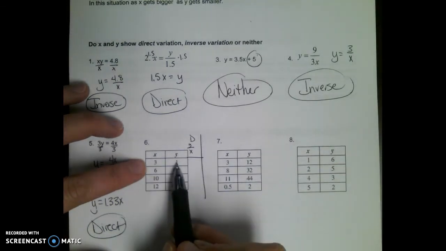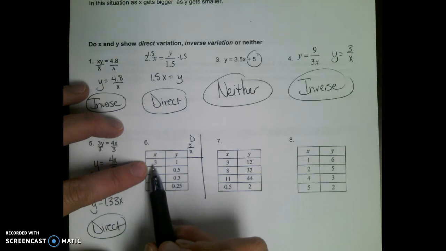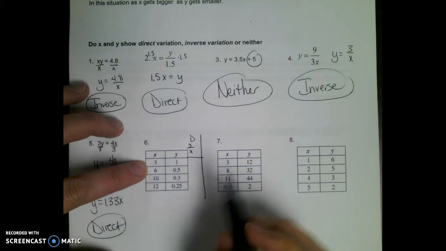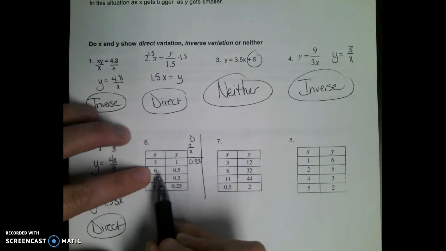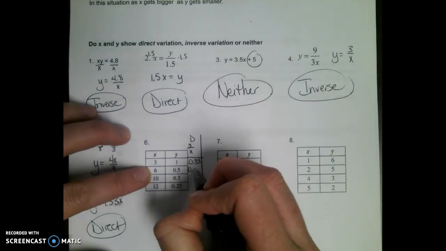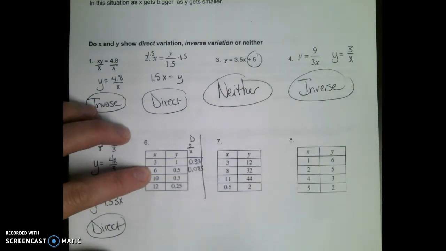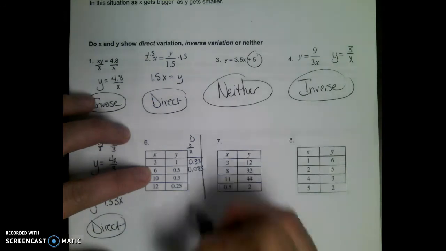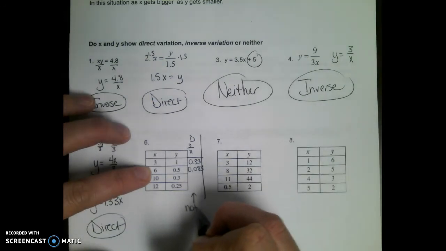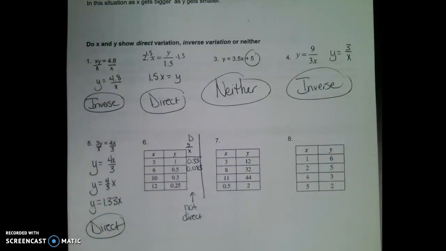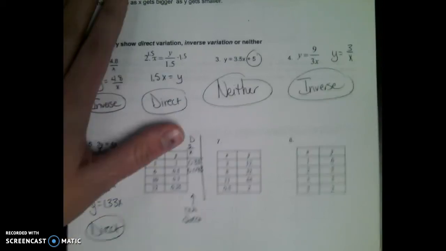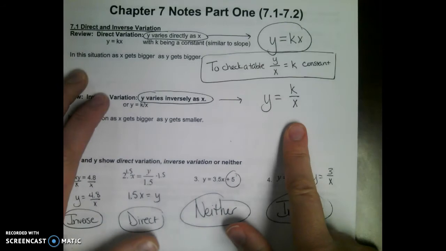So our y value 1 divided by our x value 3. What is 1 divided by 3? 0.3 repeated. Okay. 0.5 divided by 6. Are those the same? No. So this is not direct. If you did y divided by x and got the same number every time, then you have that constant of variation, it's direct variation.